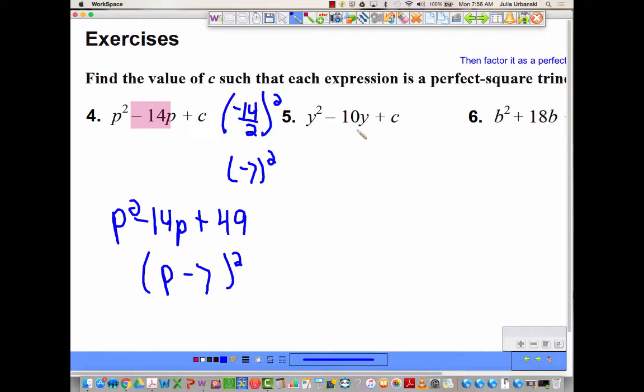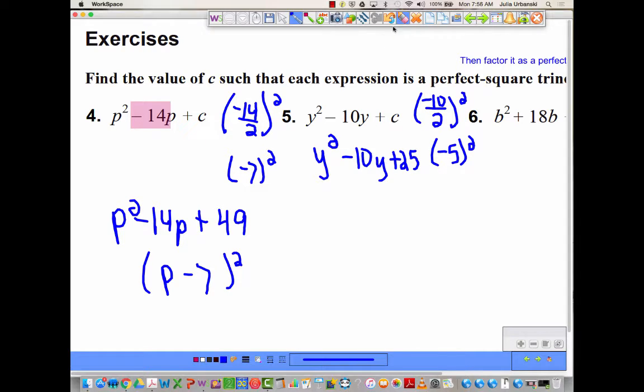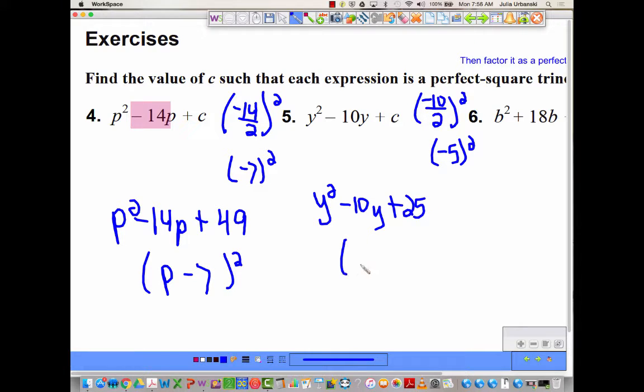This one. What can you add to both? What can you add there? 25. Good. Negative 10. Take half of that, and you get negative 5. Square that. Take that negative 5 and square it, and you say plus 25. You don't have to erase this. I'm moving it down so it's less cluttered. So it is y squared minus 10y plus 25, and to make it into a perfect square, it would be y what? Minus 5. Good. You always go with whatever half the number was.